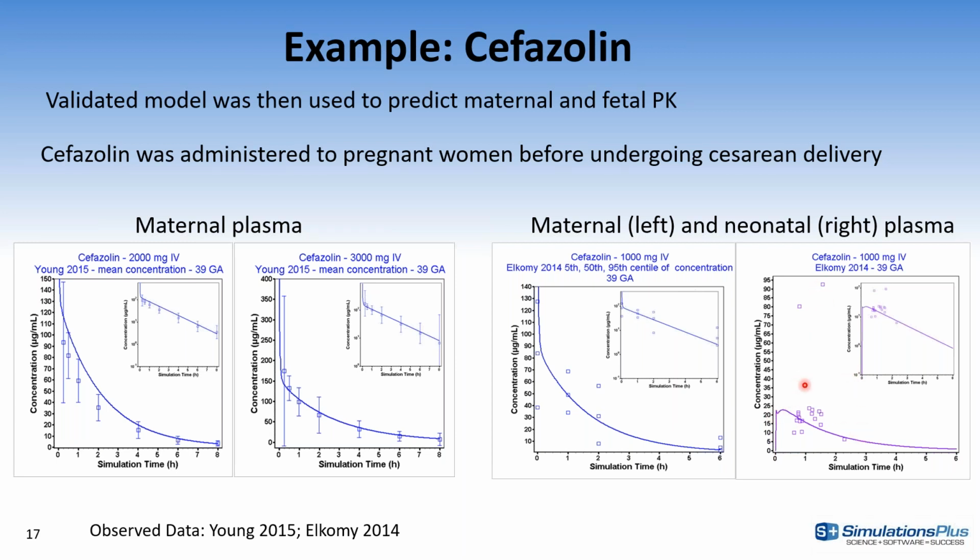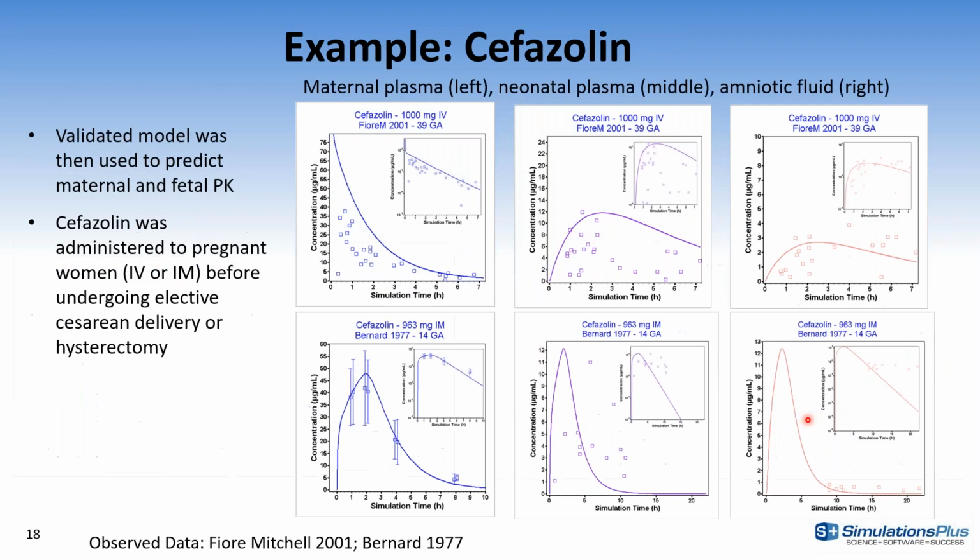There is quite a bit of variability. You can see there were a couple of the observed concentration points up here, but the model nicely predicted and matched the majority of the observed data. These are two additional studies where they measured the plasma concentrations in the mother, in the fetus or in the newborn, as well as in the amniotic fluid on the very last point.